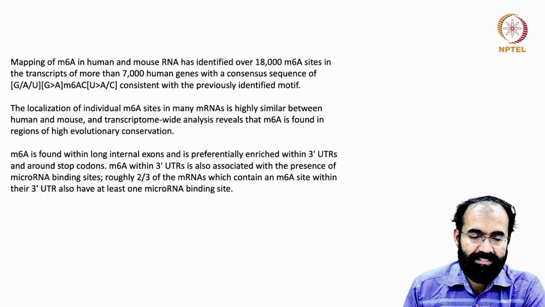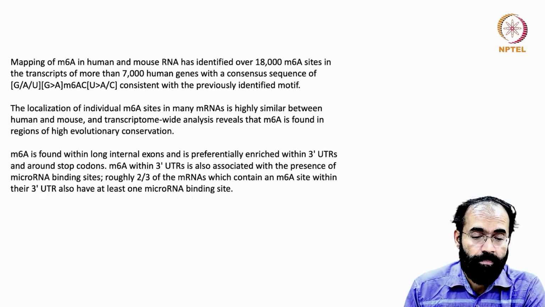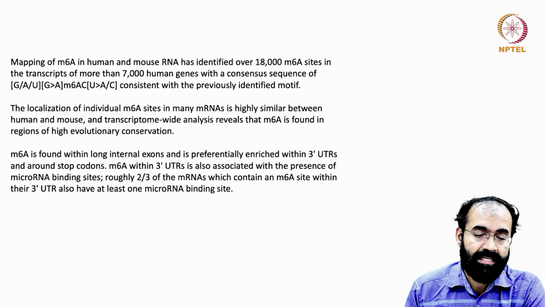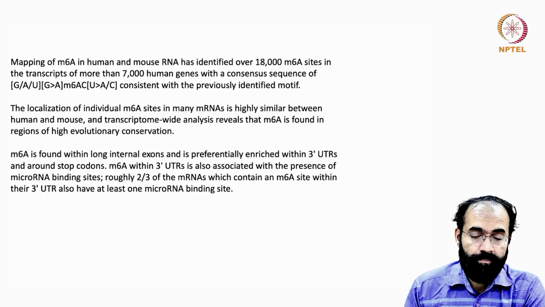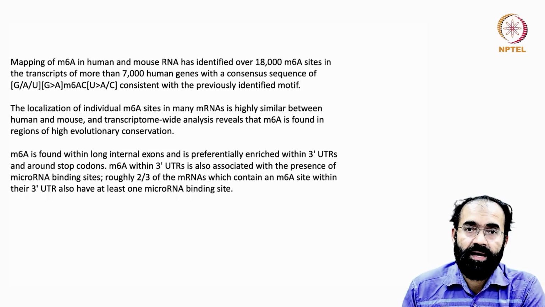G, A or U as the first base, it can be either G, A or U, and the second base has to be G or A. Preference is given to G over A, and the next base is the m6A, that is, adenine is a must, which will be methylated, followed by a C, and the next base is U or A or C, but U is preferred more than A or C. So this is the sequence you find.